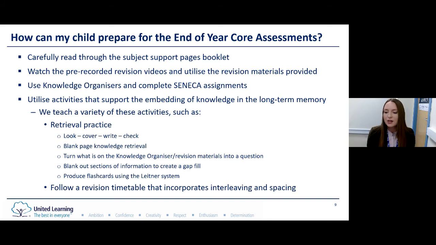Finally, for any students that are wanting to build a revision timetable or think about how they can do some revision outside of school, we would really recommend thinking about interleaving and spacing. And with this, what we mean is rather than students studying for one subject or one topic for a prolonged period of time, we would recommend that they do short bursts on a variety of topics and spread that out through the week to make it really manageable and achievable for them to use this to progress.